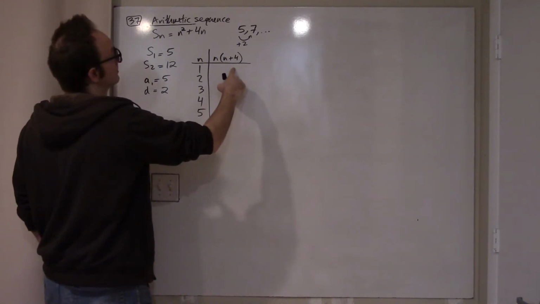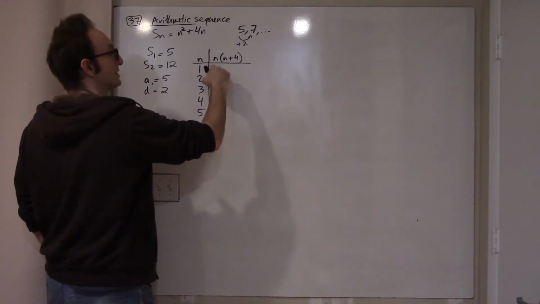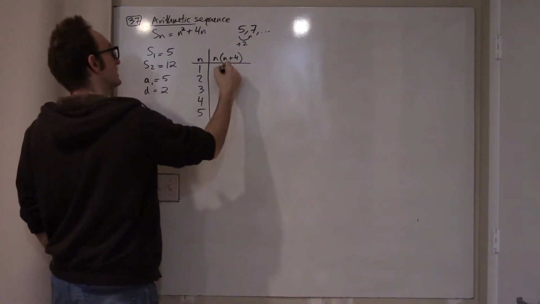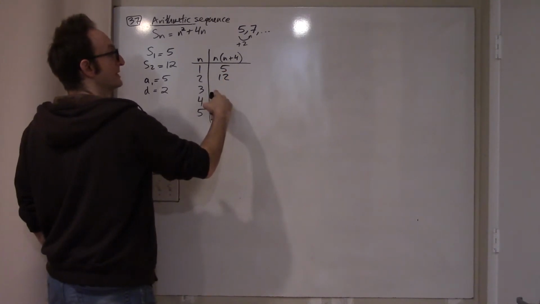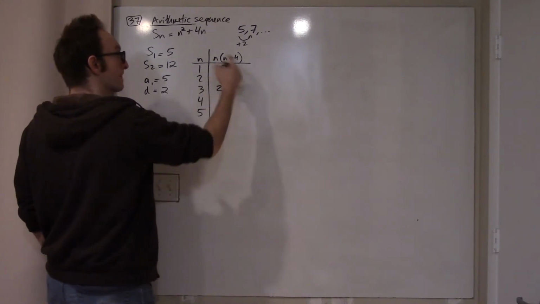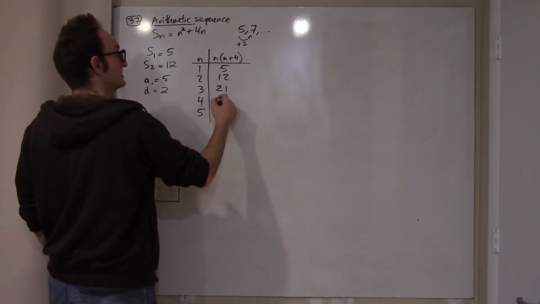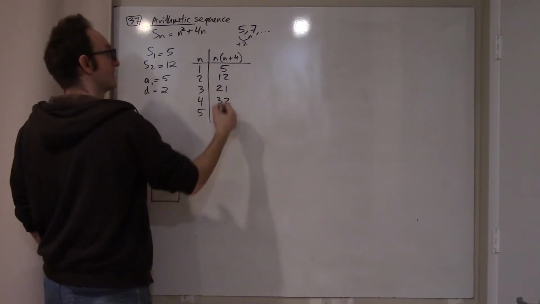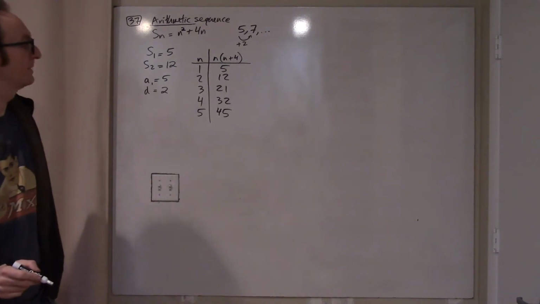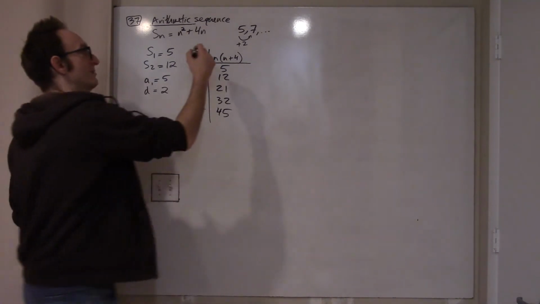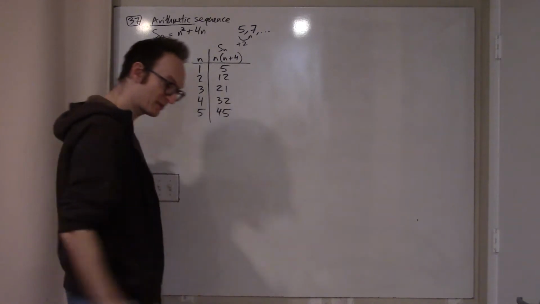n times n plus 4. So that's 1 times 5, so that's 5, 2 times 6, so that's 12, 3 times 7, so that's 21, 4 times 8, so that's 32, and 5 times 9, so that's 45. Okay, so I'm actually now making a chart of S sub n. What is S sub n? It's the nth partial sum.